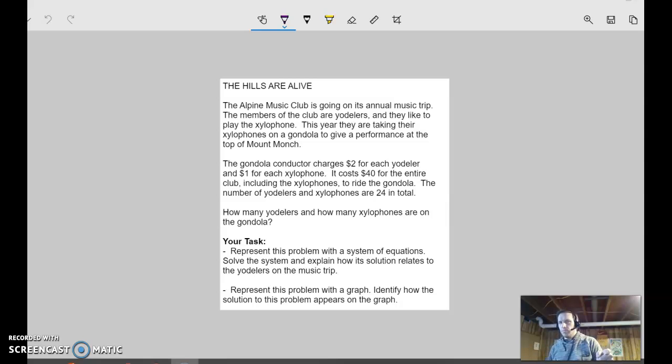Did you? Pause. All right, here we go. So I like to just read through this question and really say, what are they asking? So the Alpine Music Club is going on its annual music trip. The members of the club are yodelers, and they like to play the xylophone. This year they are taking their xylophones on a gondola to give a performance at the top of Mount Mach. All right, so the gondola conductor charges $2 for each yodeler and $1 for each xylophone. So I'm going to just change those two to green here. So $2 for each yodeler and $1 for each xylophone.